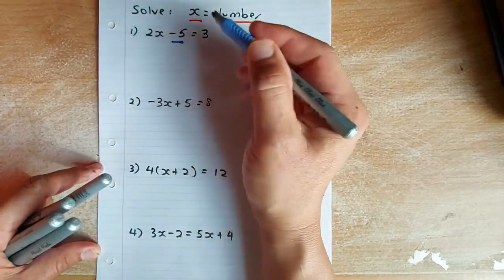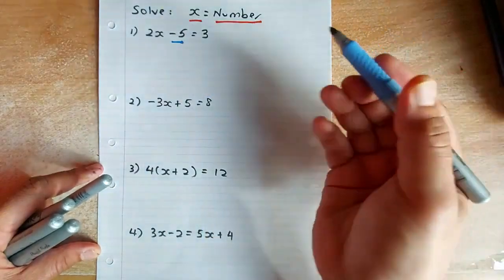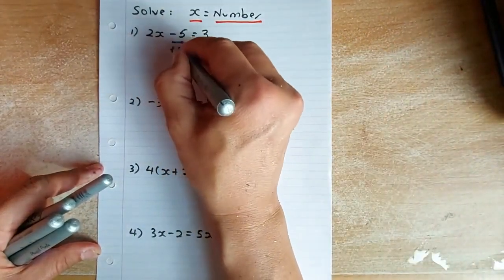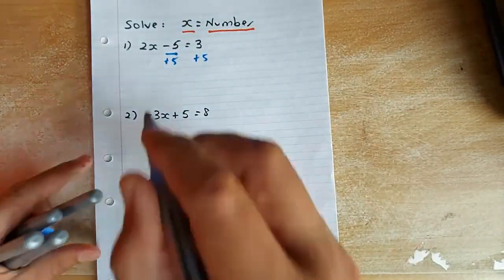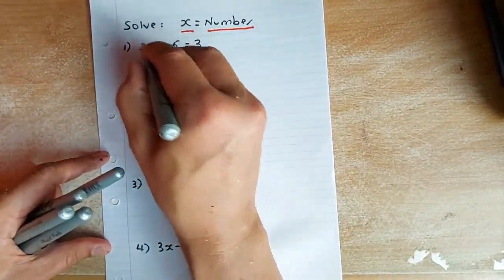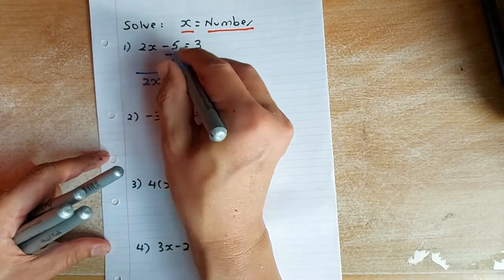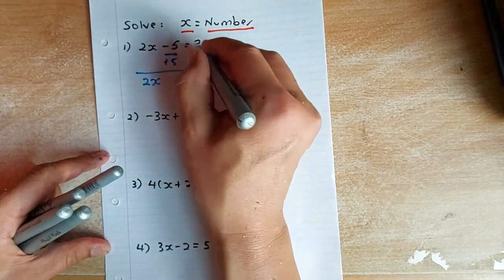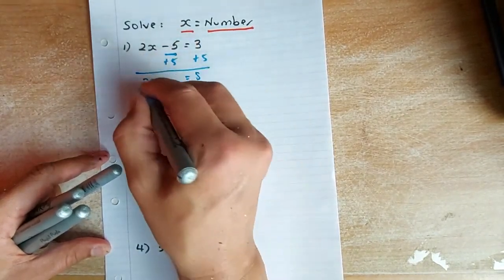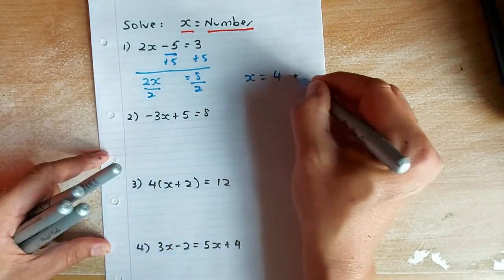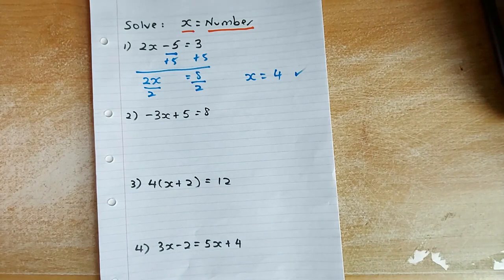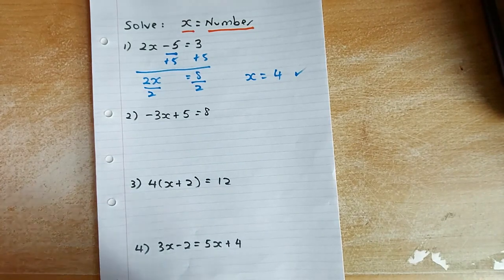So to remove the intruder, we do the opposite. So instead of minus 5, we're going to add 5 on the left. We're going to do the same on the right. So when we do that, this will cancel out. So 2x will remain. 5 minus 5 becomes 0. 5 plus 3 is going to be 8. And the last step, you divide by 2. And the answer is x equals 4. That's a tick. Simple. Same example, different numbers.